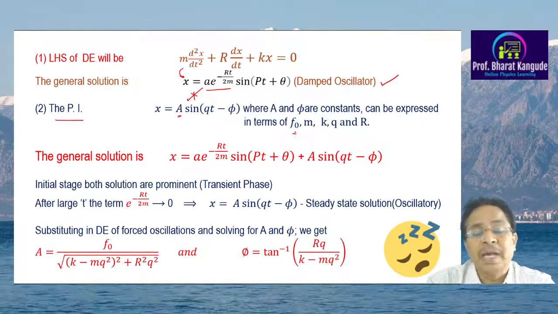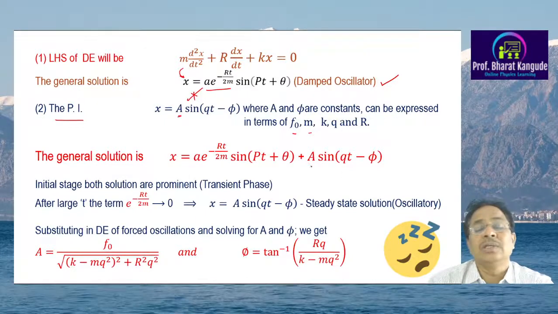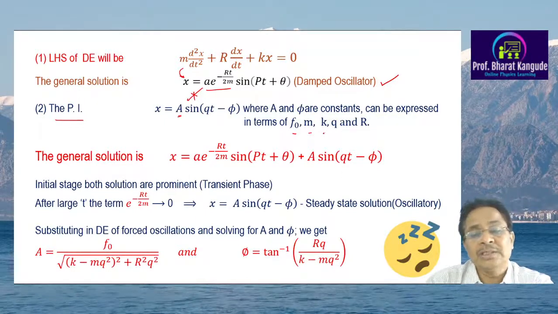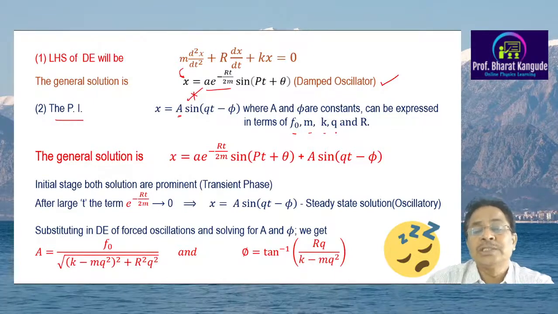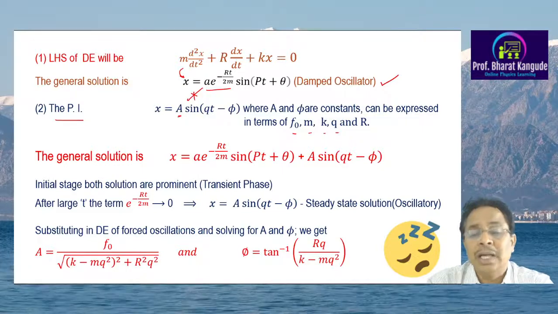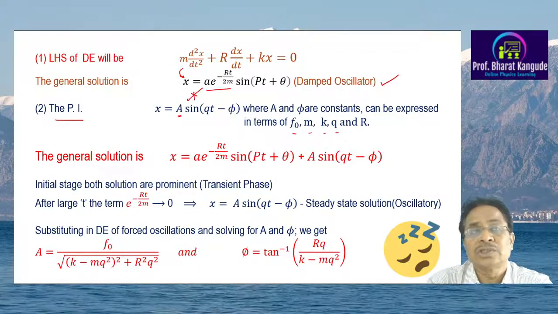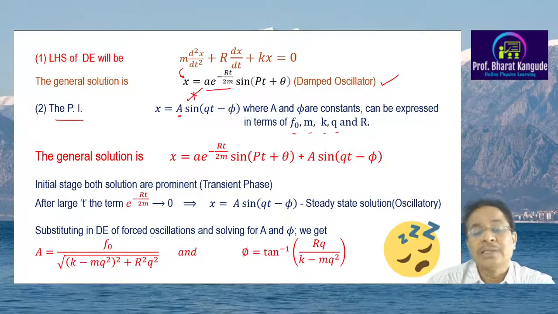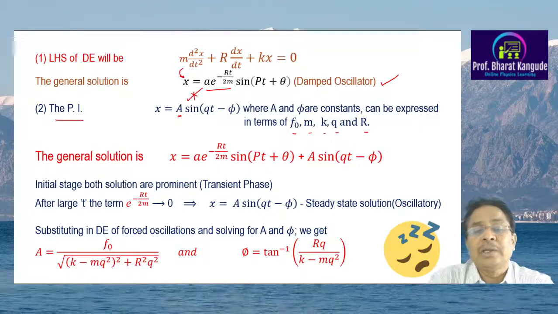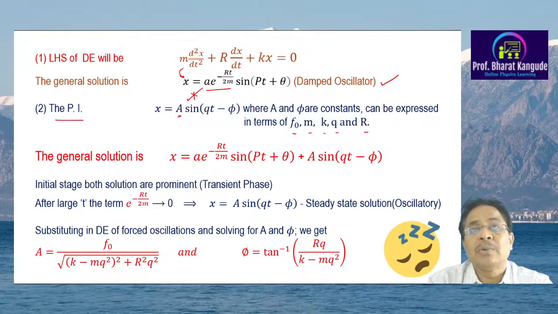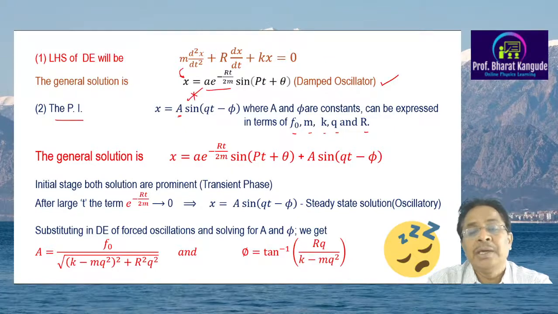F0 is the amplitude of the driving force, m is the mass of the oscillator, k is the force constant of this free or undamped oscillator, q is the frequency of the forced oscillation, the forced external periodic force, and r is the damping coefficient. So this capital A and this phi depend upon several parameters including f0, m, k, q and r.